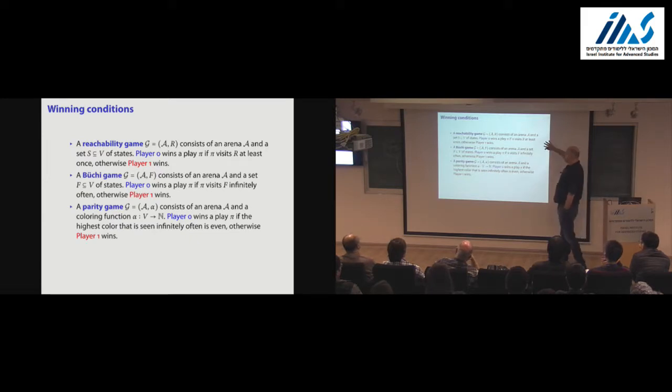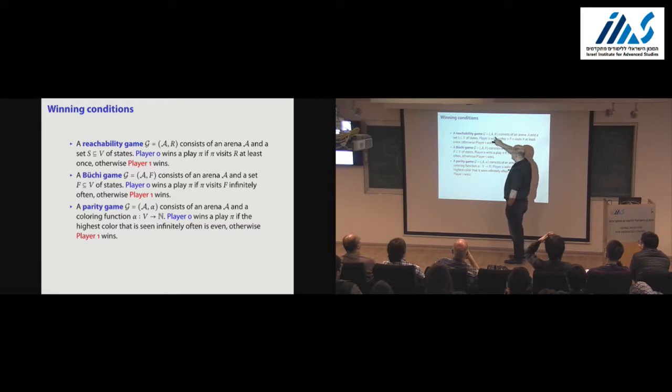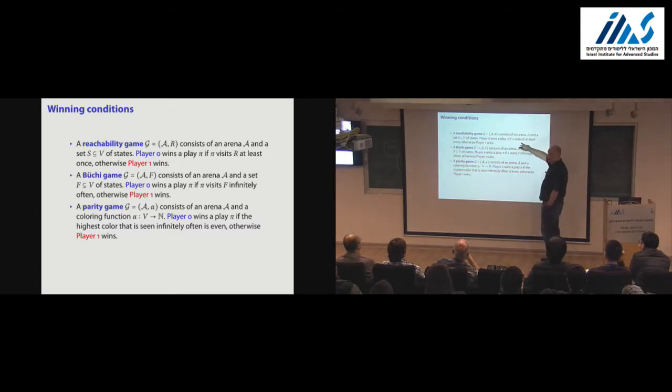Now, we're going to look at 3 winning conditions in the following. The first one is reachability. So a reachability game consists of an arena and a set of states that we want to reach. A play is won by player 0 if the play actually visits this set of states at least once. If that doesn't happen, then player 1 wins.